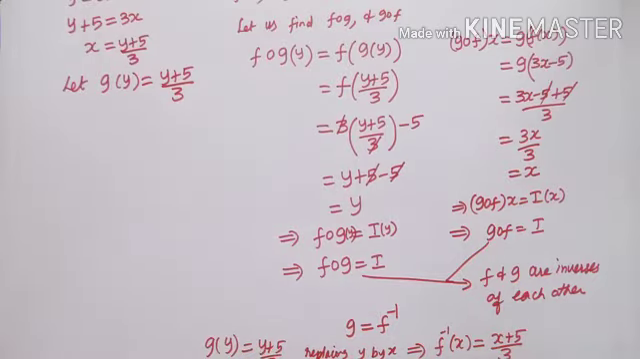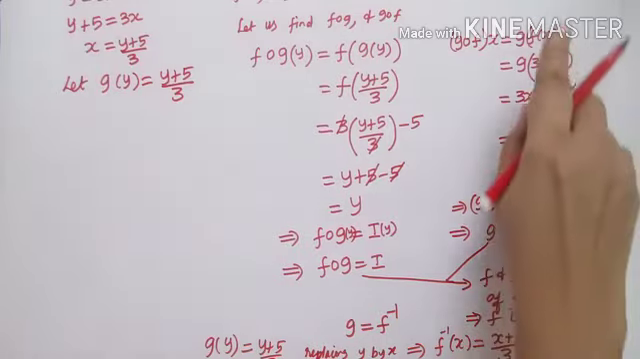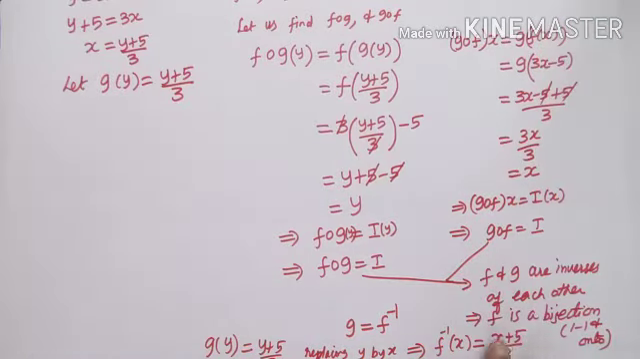My question is f inverse. I have found out whenever inverse exists, I will immediately declare f is a bijection. So this implies f is a bijection. What do you mean by bijection? It is one-one and onto. So we are able to show f inverse exists, which implies f is a bijection. Bijection means one-one and onto.